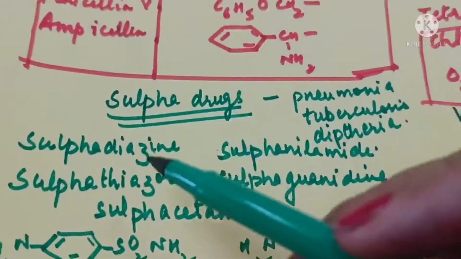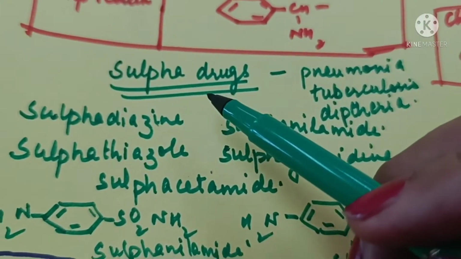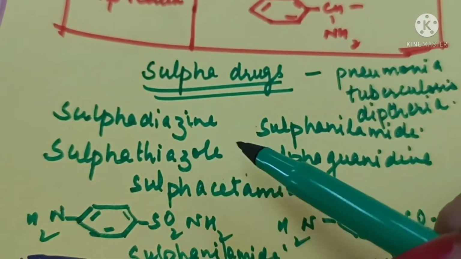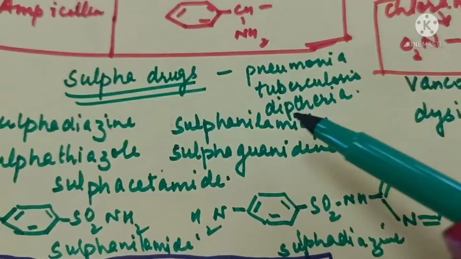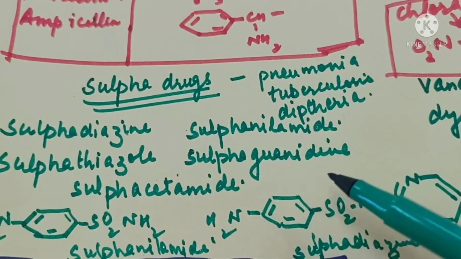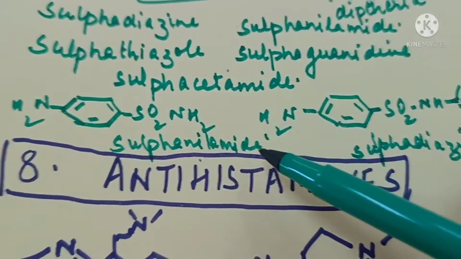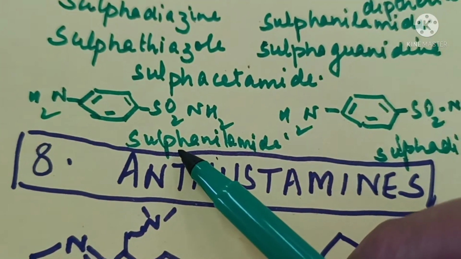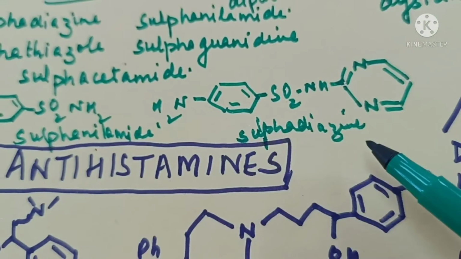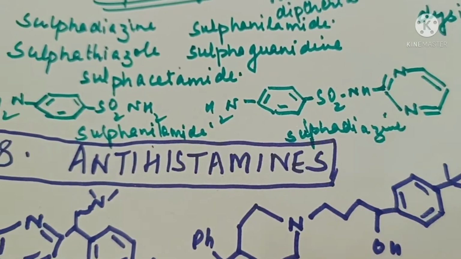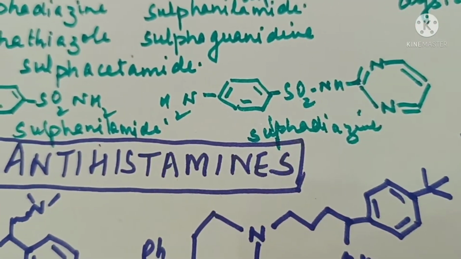We also have some sulfa drugs such as sulfadiazine, sulfathiazole, sulfanilamide, and sulfaguanidine or sulfacetamide, which can act against bacterial diseases. For example, this is sulfanilamide and this is sulfadiazine. These can also be used as antibiotics.